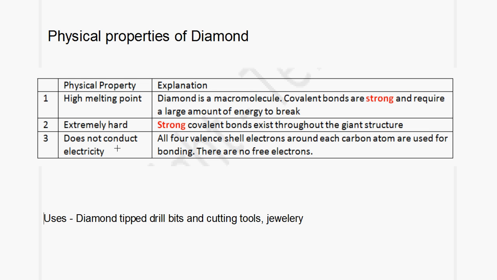Third physical property, diamond does not conduct electricity. All 4 valence shell electrons around each carbon atom are used for bonding. There are no free electrons. The uses of diamond. Diamond is used in drill bits, and it is used in cutting tools because diamond is very hard, and it is also used in jewelry.